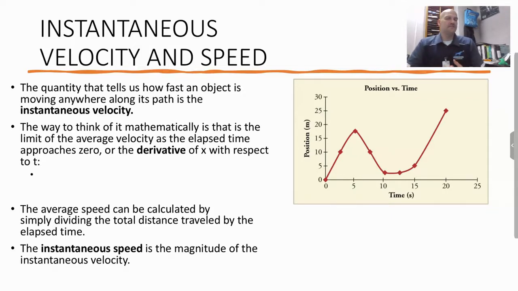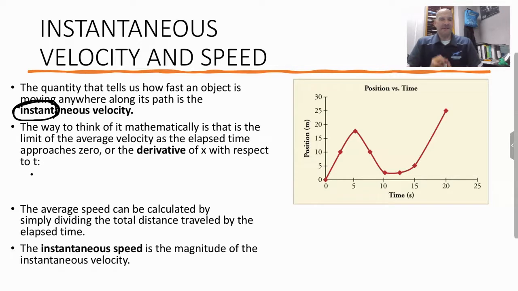So we're going to talk about what is really the difference between one of the last things we talked about in the last video, which is average velocity and speed, and this concept of instantaneous velocity and speed. The quantity that tells us how fast an object is moving anywhere along its path is what we call instantaneous velocity, okay? You see the word instant in the word, so it's the velocity at a particular moment in time.